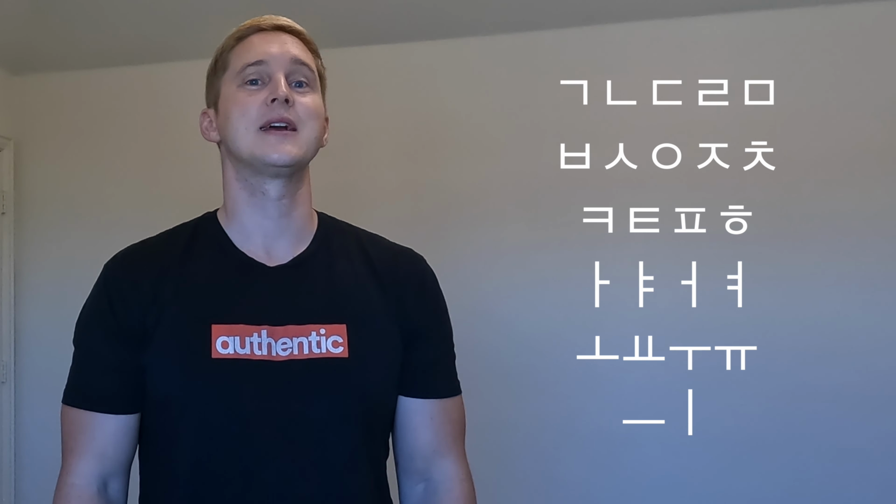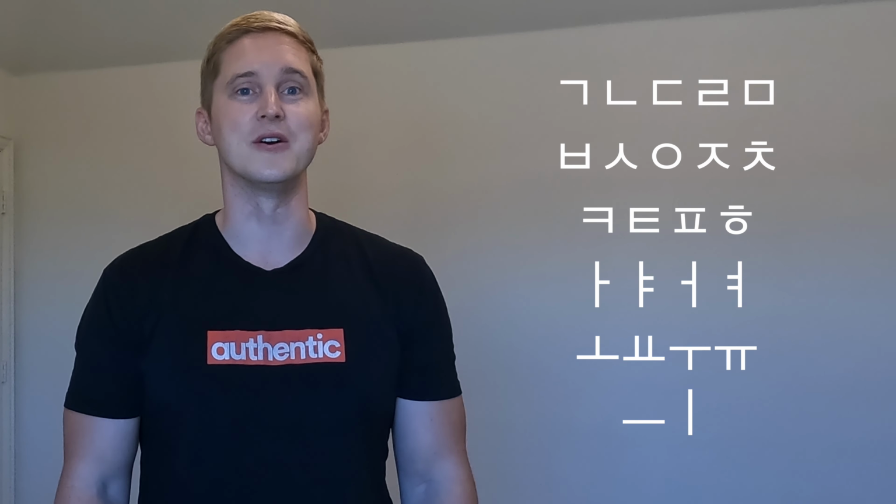Ka, na, da, ra, ma, pa, sa, a, ja, cha. Ka, ta, pa, ha. Now let's do the vowels. A, ya, o, ya, o, yo, u, yu, e. All together. Ka, na, da, ra, ma, pa, sa, a, ja, ta, ka, ta, pa, ha. Aya, oya, oya, uyu, uyi.